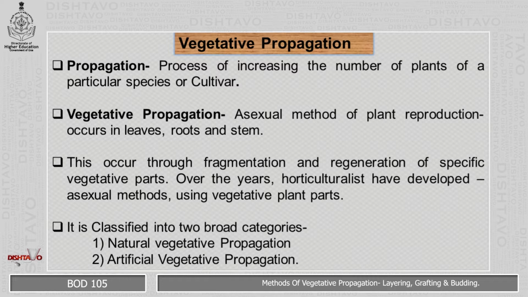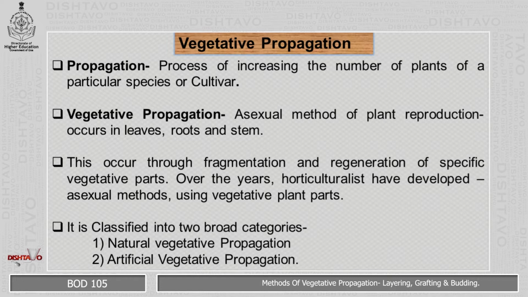These occur through fragmentation and regeneration of specific vegetative parts. Now, fragmentation is another asexual method wherein plants have small fragments and each fragment has the capacity to develop into a new plant. Over the years, horticulturists have developed asexual methods using various vegetative plant parts.